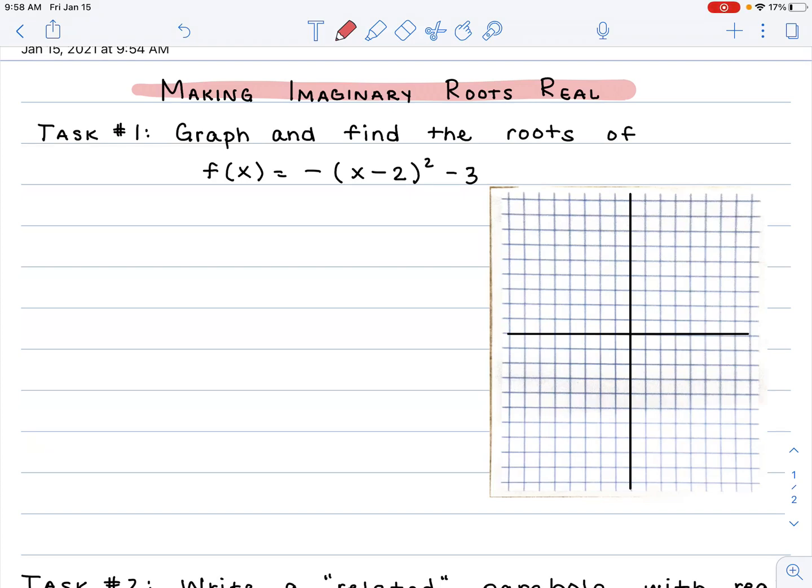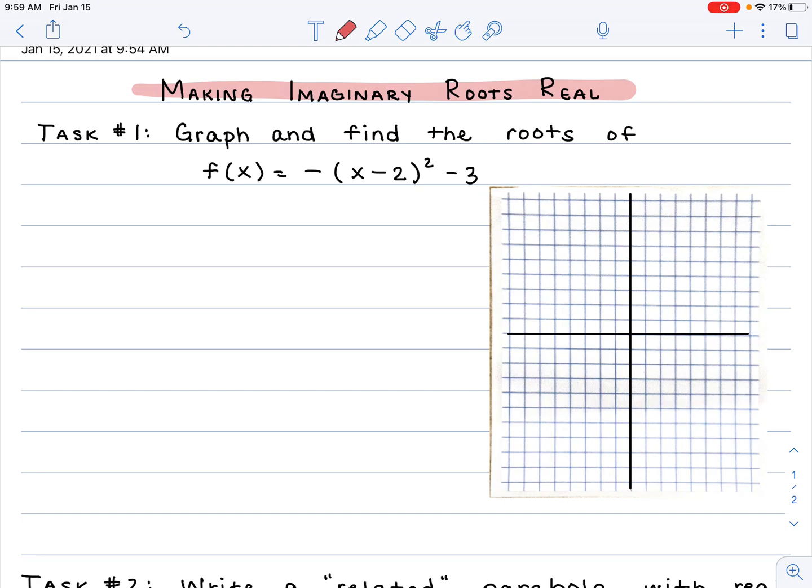All right, today we're going to be looking at how to make imaginary roots real. So we're going to be seeing the connection between imaginary roots, which is something that we can't really see on a graph usually, and how we can actually convert that into a related parabola to actually see the related real roots. So here's our first task.